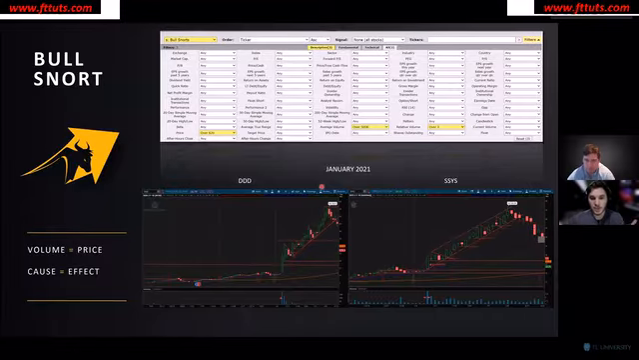But to ask one question, Oliver, how do you enter a stock after a bull snort has occurred? Would you enter on the first day if you notice it early on in the day? So I would enter on the first day if I notice it early on in the day. I often don't, because I more scan for bull snorts after the close.